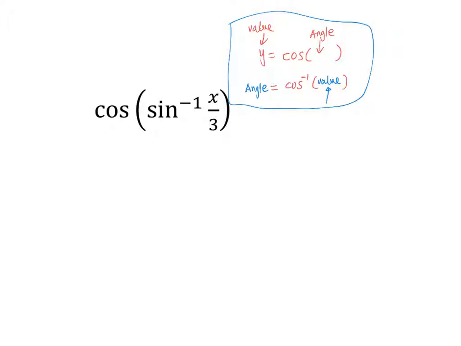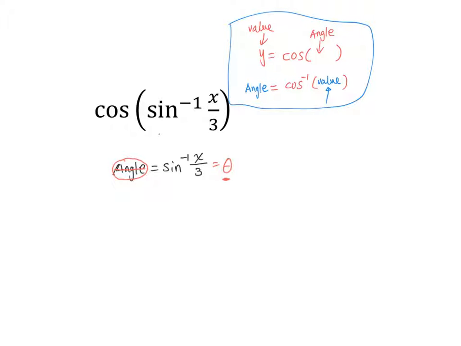let's try this problem. Here we have a cosine function. Cosine of a function, you should think of this as an angle. This sine inverse should be an angle. So therefore I would say my angle is equal to sine inverse of x over 3. Instead of using the word angle, I'm going to use theta. In other words, this angle is equal to sine inverse of x over 3.